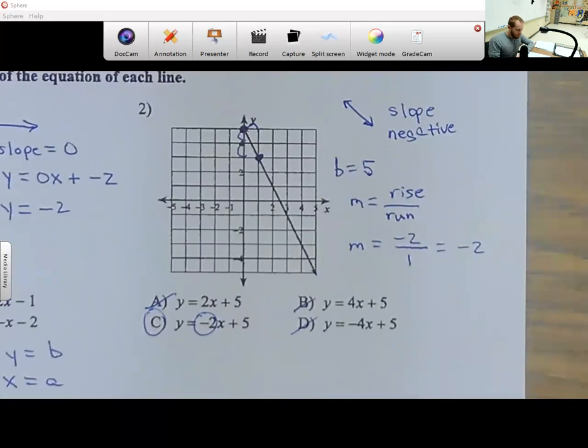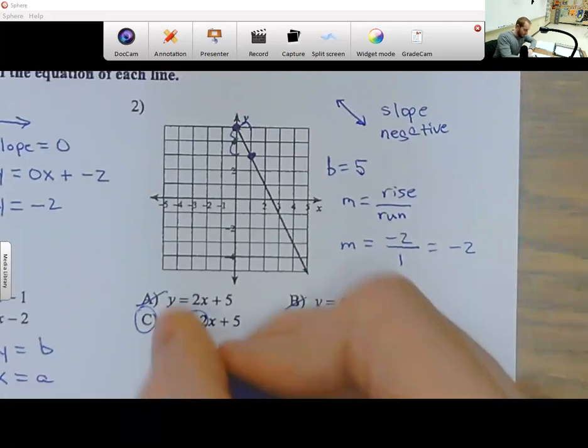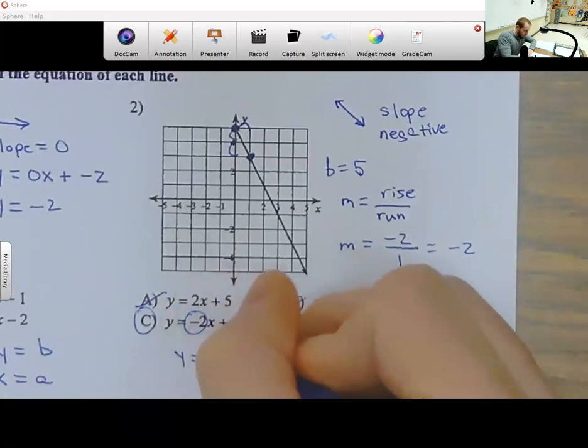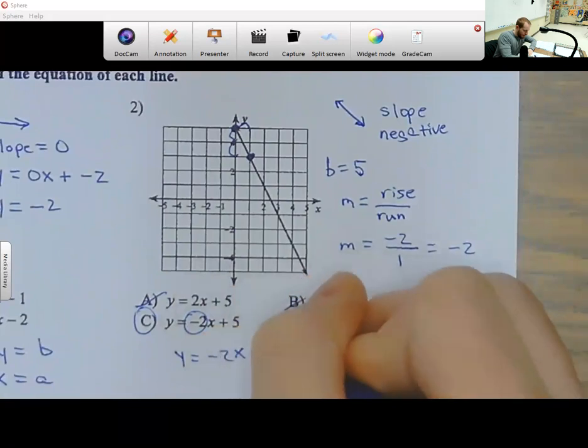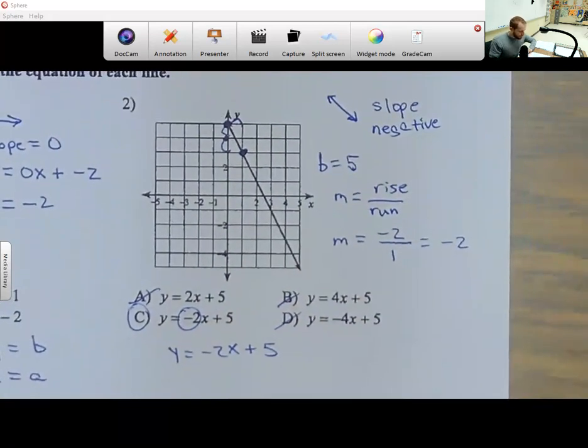So I know what the slope is. I know what the y-intercept is. Now I can write my answer as y equals mx plus b. So y equals -2x plus 5. All right. Let's do one more, and then we'll look at your classwork.